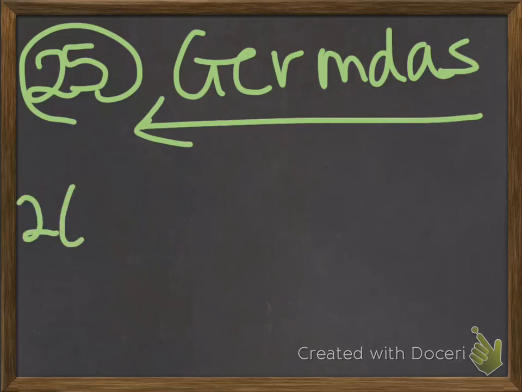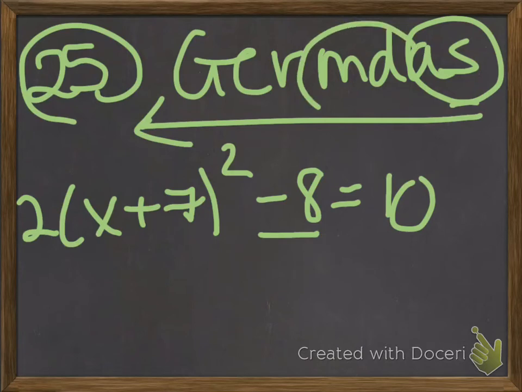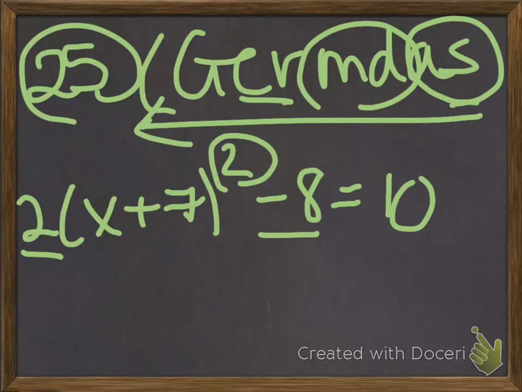So I have 2 times x plus 7 squared minus 8 is equal to 10. Get rid of that addition subtraction right here first. Multiplication division here. Exponents here. Then exponent radical, then subtract that 7, deal with that grouping. I'll do it with you in class if you still need it.